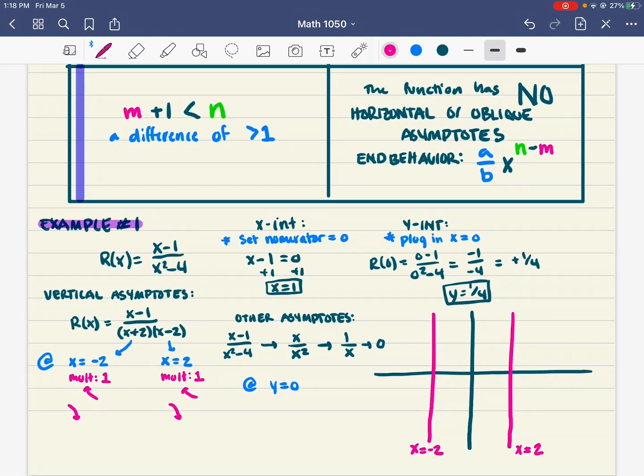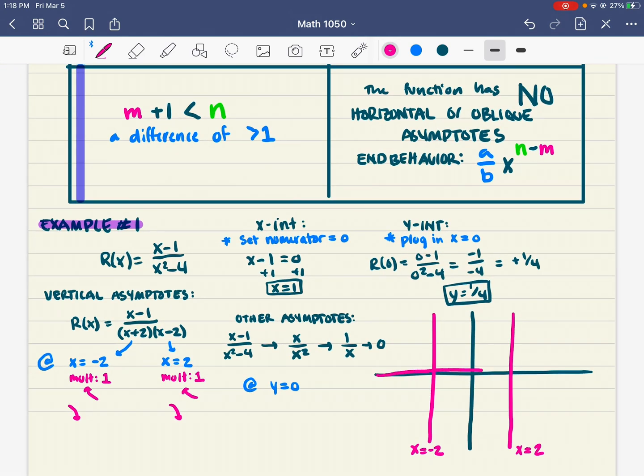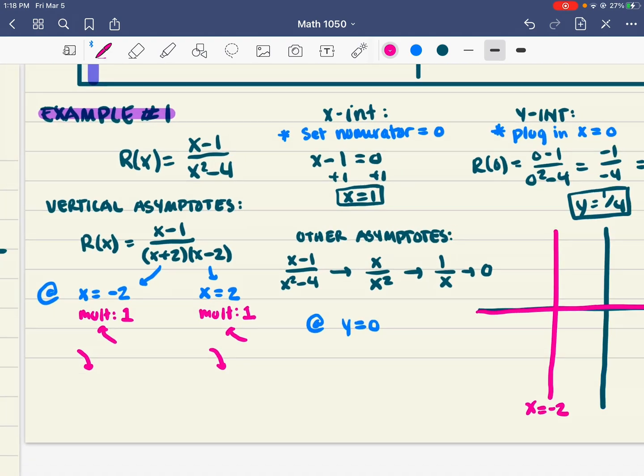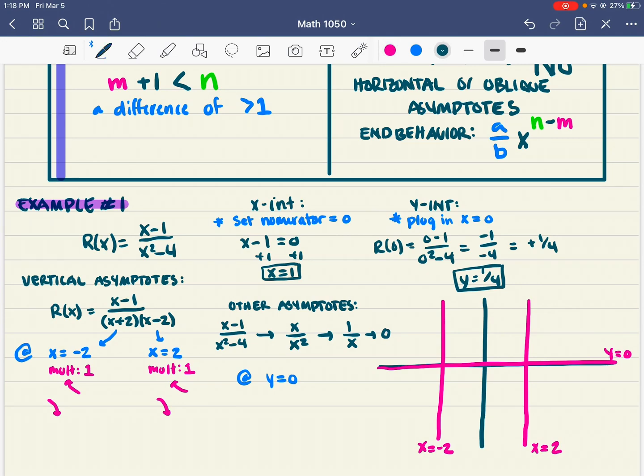The other asymptote that I have is a horizontal asymptote at y equals 0. I'm going to try to get that on the x-axis. So that's at y equals 0. There's a bunch of asymptotes here, so we already have kind of a picture of what this might look like. We also have an idea, because of the multiplicity of the vertical asymptotes, of where these things are going to be pointing. So we know that they're going to be pointing in different directions here.